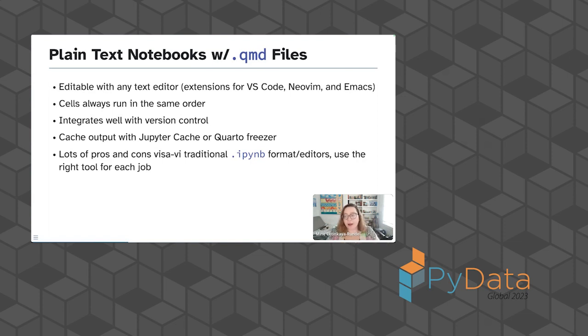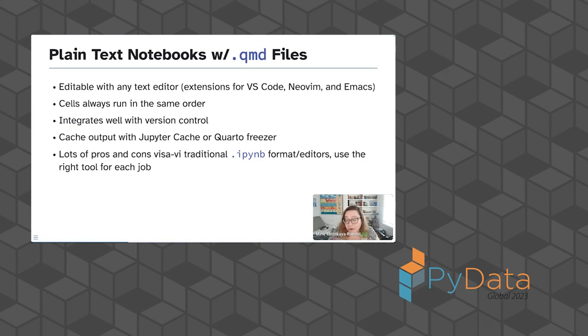Some reasons for choosing to work with QMD files are that they're editable with any text editor, and there are extensions for VS Code, Neovim, and Emacs. These Quarto extensions are handy for giving you buttons for live rendering and previewing, for example. Really importantly, I think, cells always run in the same order, and it integrates with version control well because it is plain text.